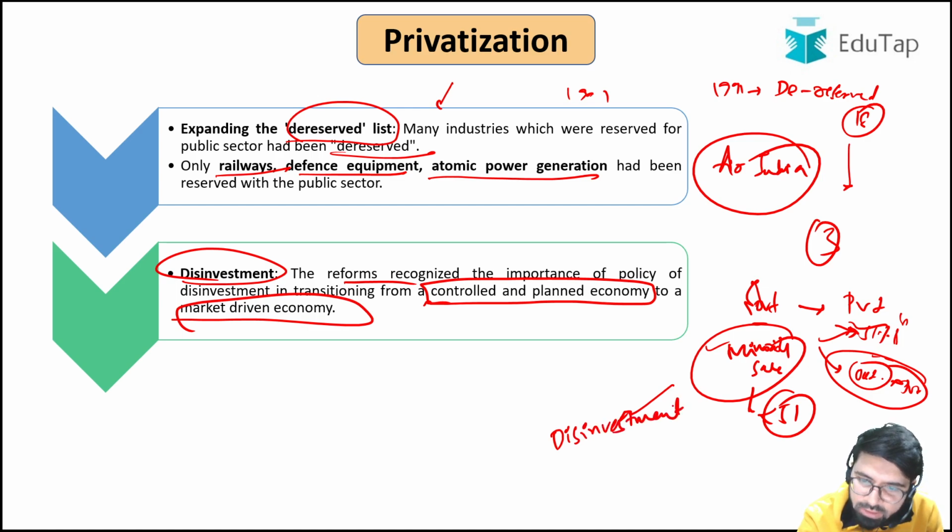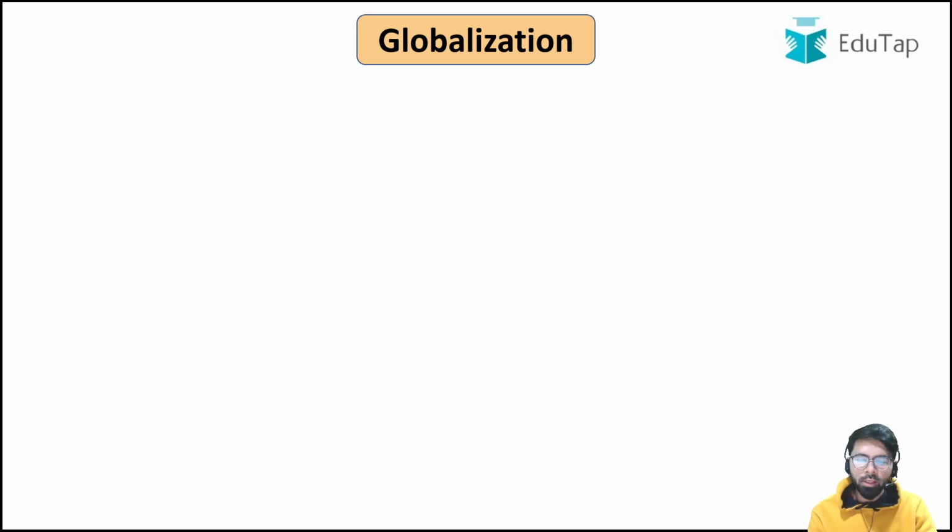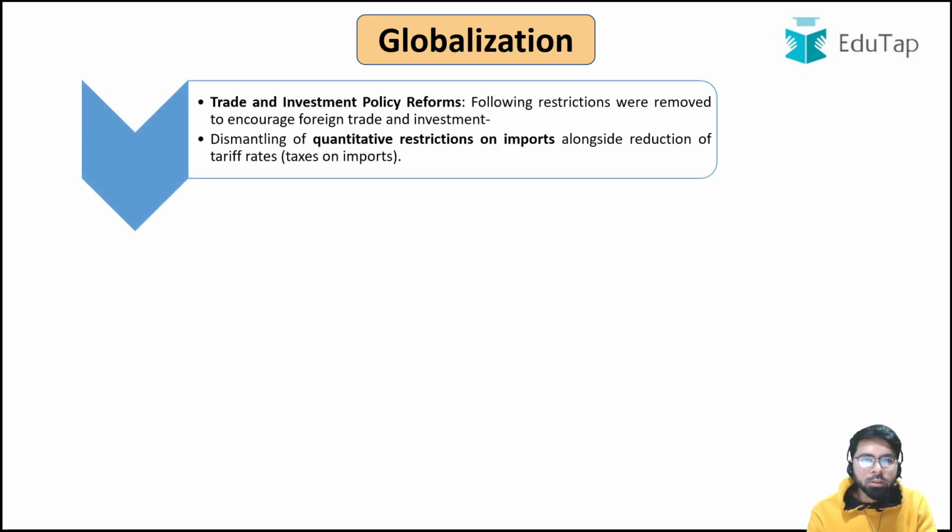This is a part of disinvestment, not a part of privatization. So these were the measures that were introduced as a part of privatization. Now let us look at the globalization measures, that is, the trade and investment policy reforms that were introduced.